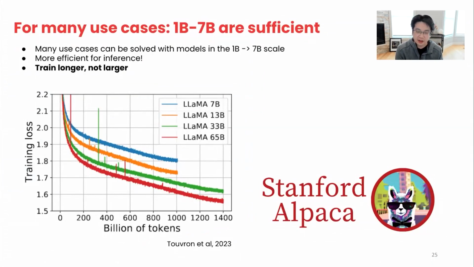The other innovation, I think, that has happened over the last couple of months is that there is a realization that, as I mentioned before, for many use cases, 1 billion and 7 billion parameter models are sufficient. But also, you can continue training these models for longer than we originally thought and still get really high quality. You'll see this in the Llama models that Meta released earlier this year.